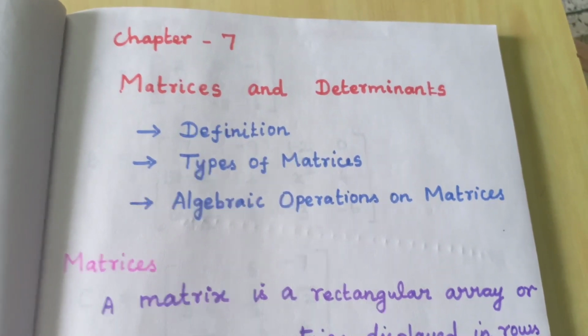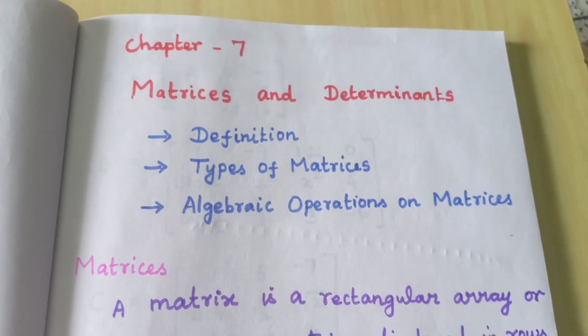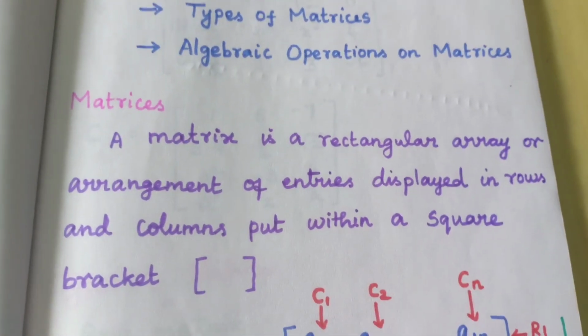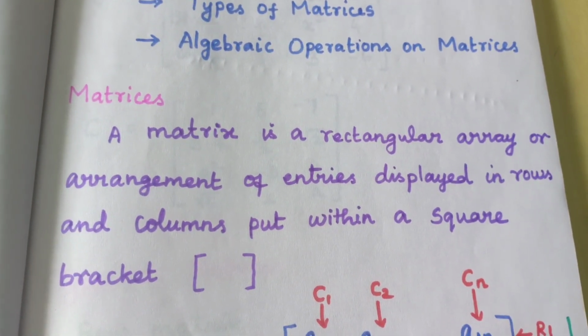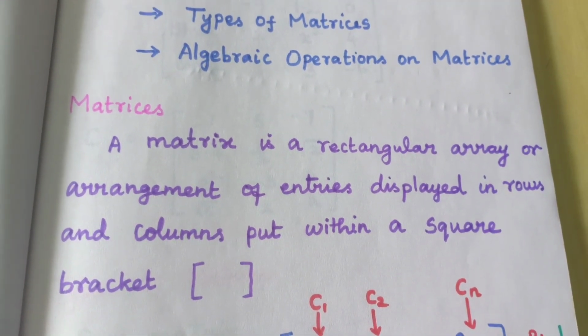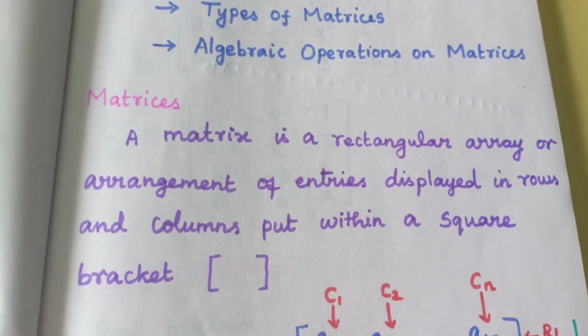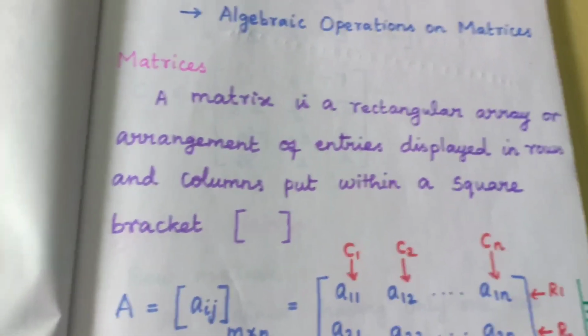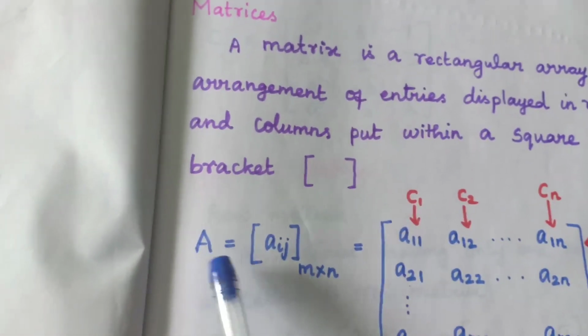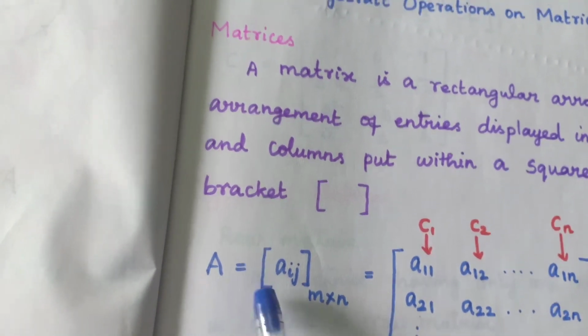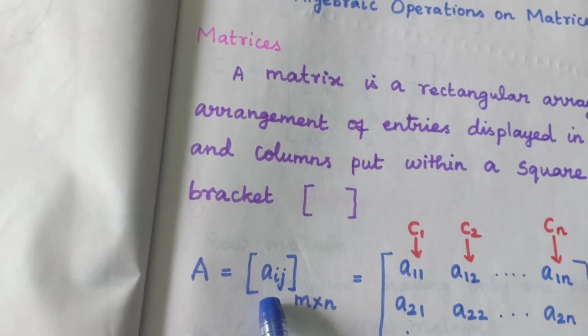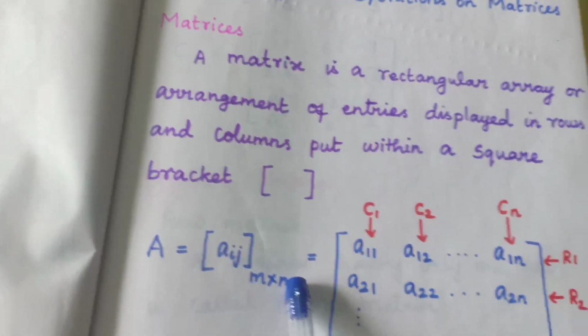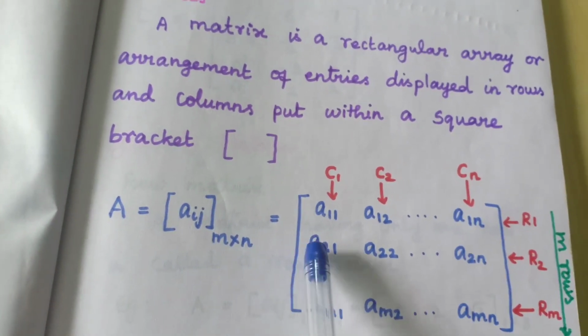Now we are going to see about the definition of matrices. A matrix is a rectangular array or arrangement of entries displayed in rows and columns, put within square brackets. So we can take the matrix A, which is equal to the matrix Aij, can be represented in terms of rows and columns.